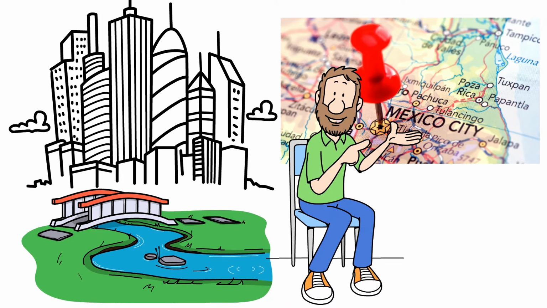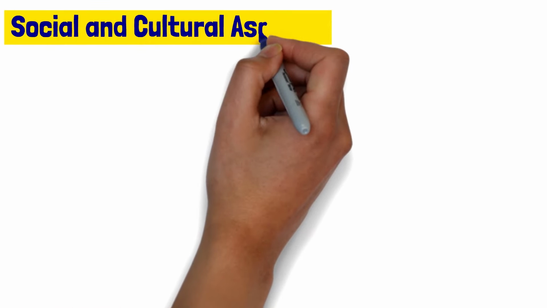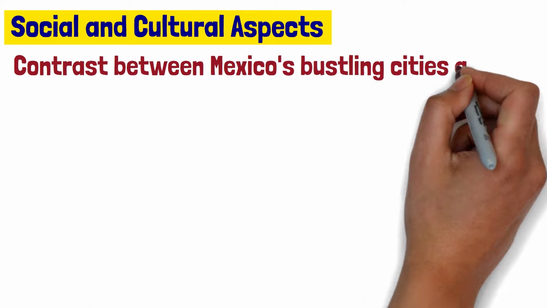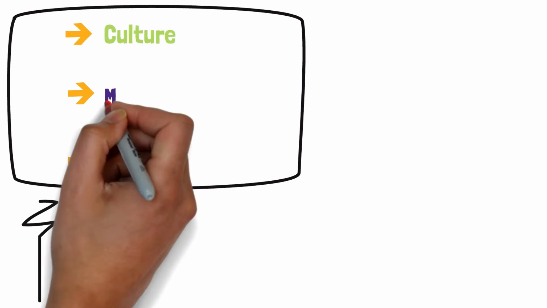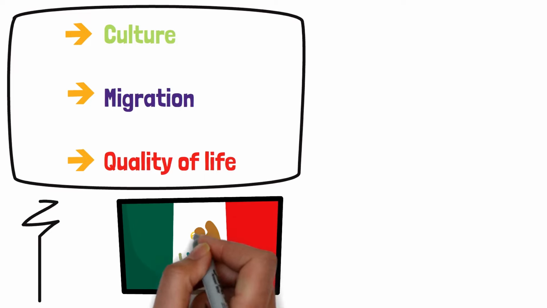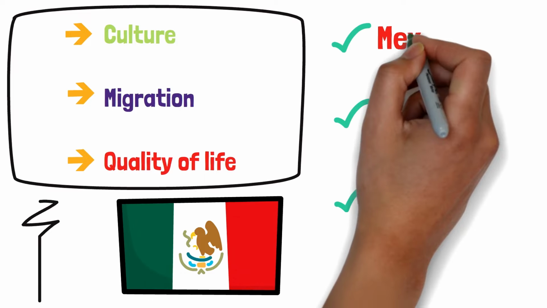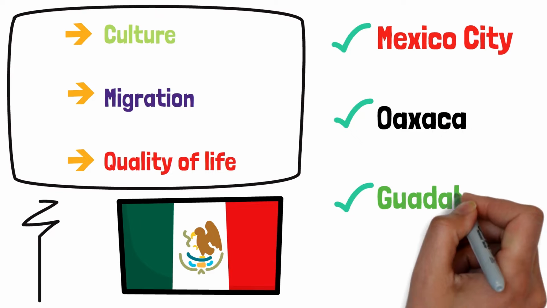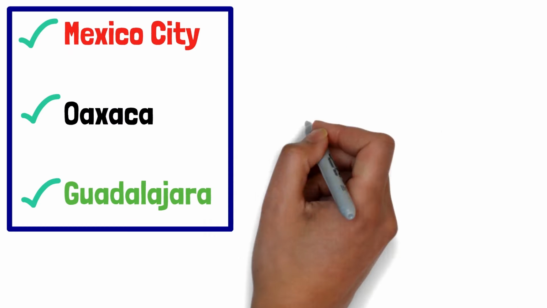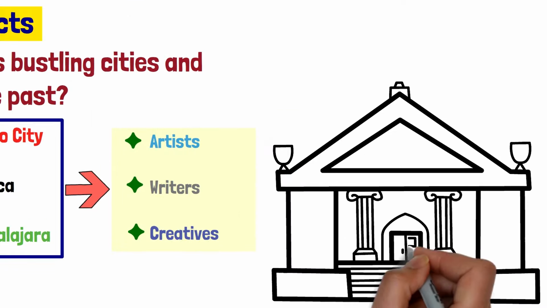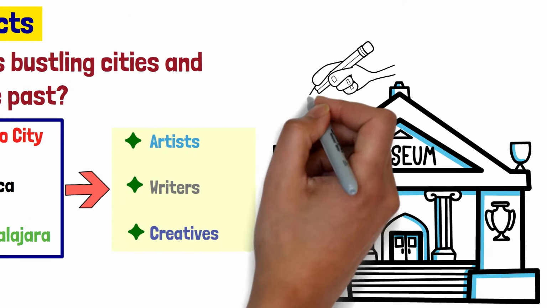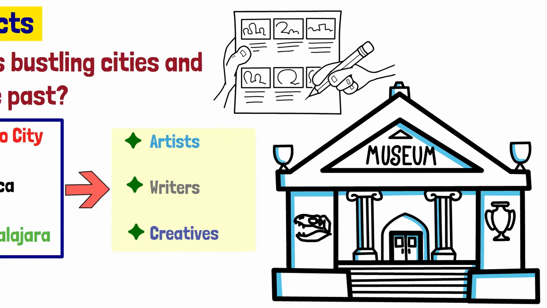Social and cultural aspects. What explains the contrast between Mexico's bustling cities and sleepy towns frozen in the past? The answers lie in culture, migration, and quality of life. Mexico is a treasure trove of culture. Iconic places like Mexico City, Oaxaca, and Guadalajara are cultural hubs that attract artists, writers, and creatives worldwide. These cities are like open-air museums, where every street corner tells a story and every wall is a canvas.